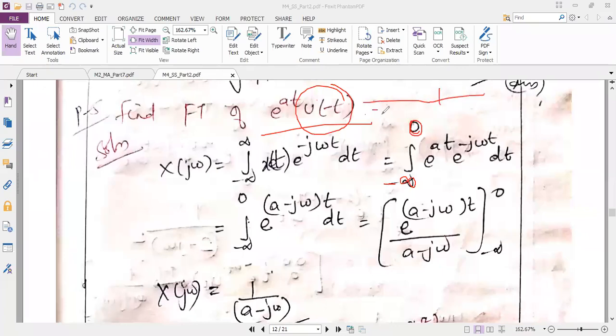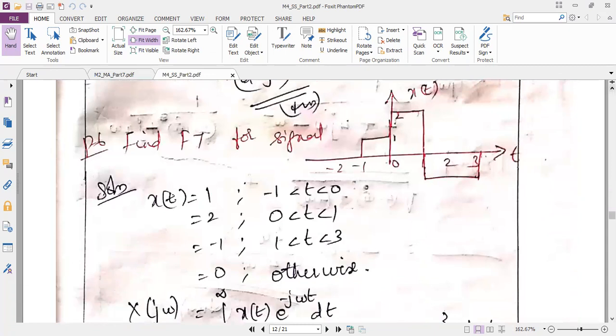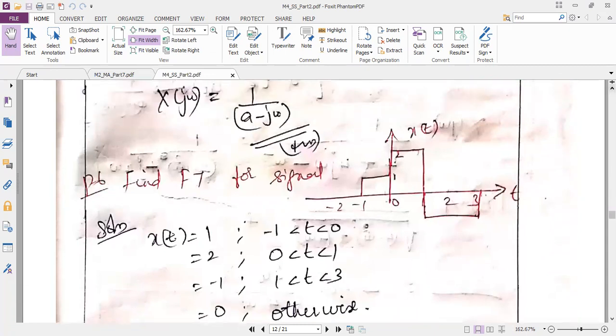Minus infinity to 0. Minus t means your signal will be like this. So it is from minus infinity to 0. Because of that reason, the limits are modified as minus infinity to 0. You know the steps. Use the formula, take the power common, apply the formula of integration, substitute the limits. Leave a quarter page, 3 to 4 lines for solving the problem. The answer you should get is 1 by a minus j omega.